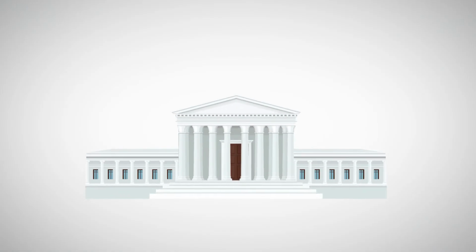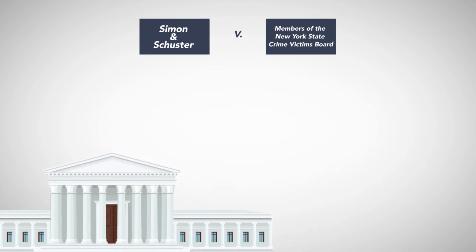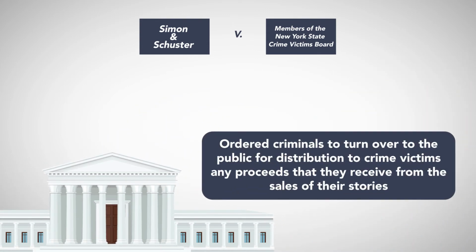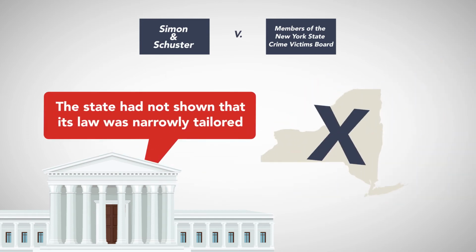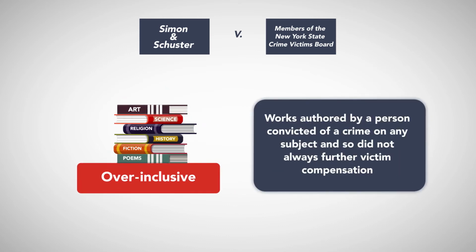In one Supreme Court case, Simon & Schuster v. Members of the New York State Crime Victims Board, the court found unconstitutional New York's Son of Sam law that ordered criminals to turn over to the public for distribution to crime victims any proceeds that they received from the sales of their stories. The court ruled that the state had not shown that its law was narrowly tailored to the state's objective of compensating victims because the law was over-inclusive. It was over-inclusive because it applied to works authored by a person convicted of a crime on any subject, and so did not always further victim compensation.